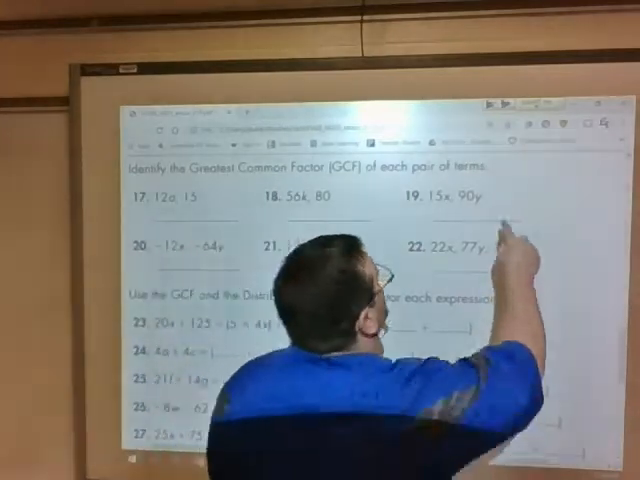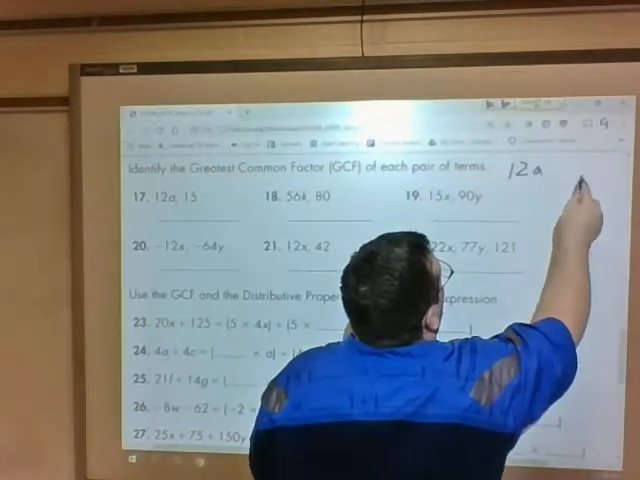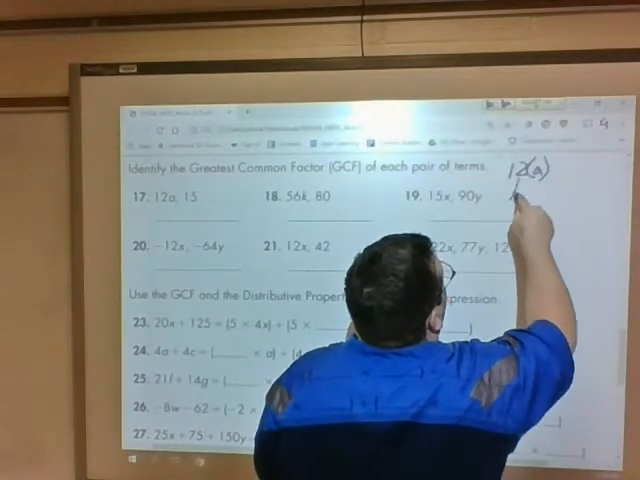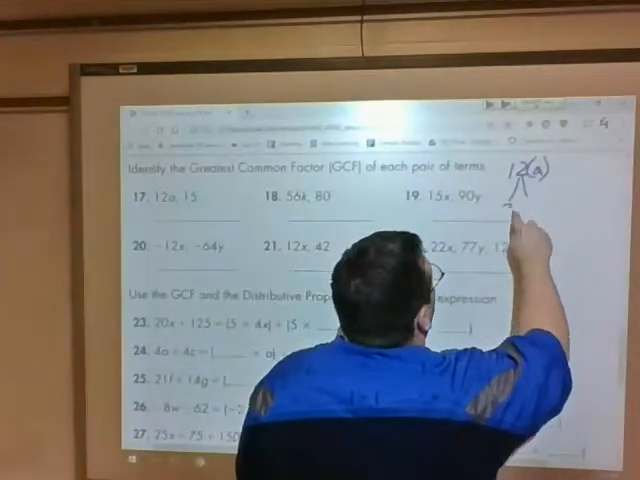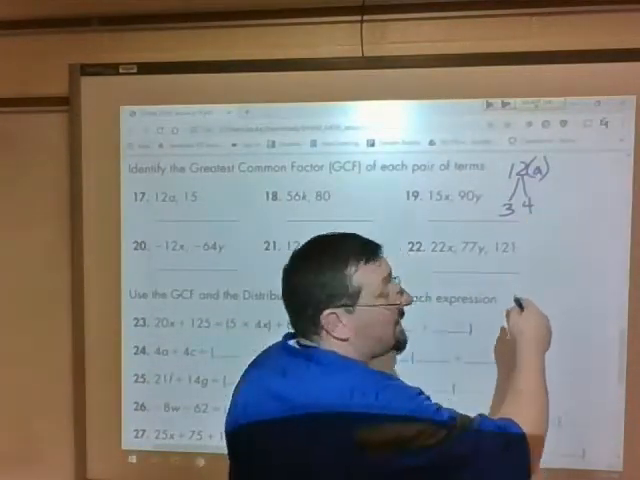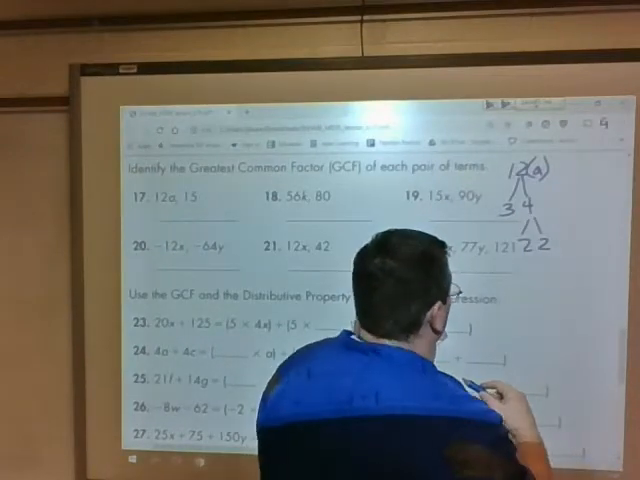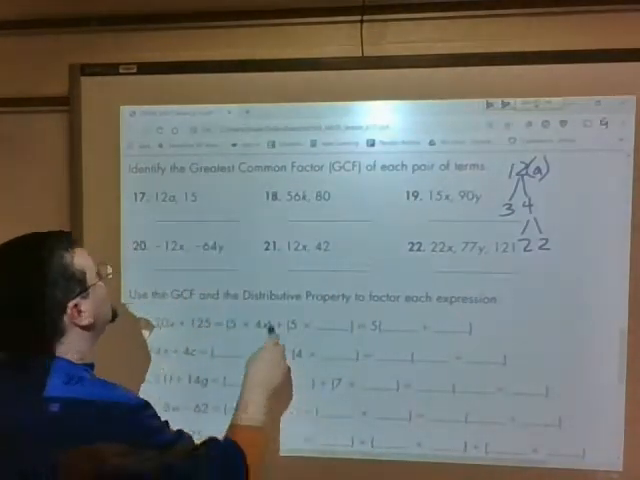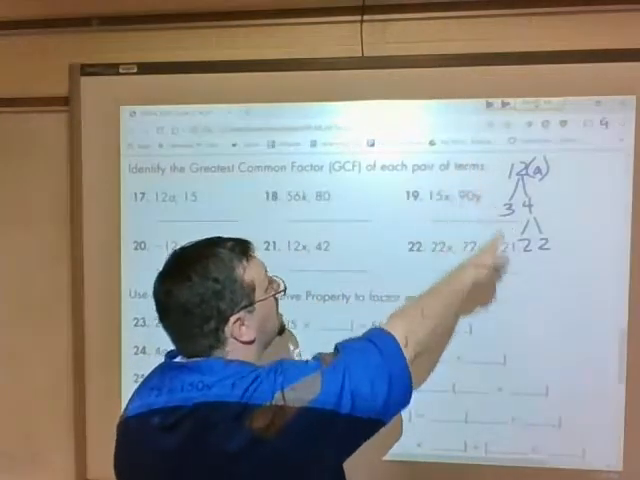For 12a, one of the factors is just going to be the a. So I'm going to go ahead and factor out the 12. 12 is just 3 times 4. 3 is prime, so I don't have to go any further. 4 is 2 times 2. So the factors of 12a are simply 3 times 2 times 2 times a.